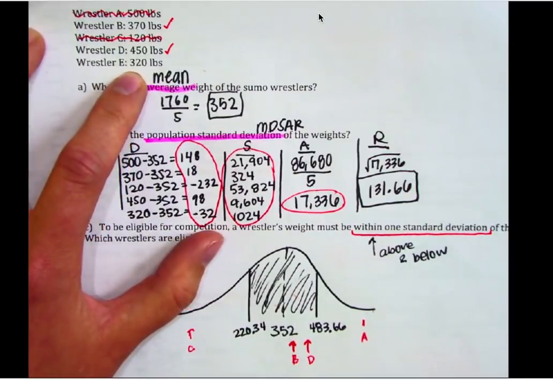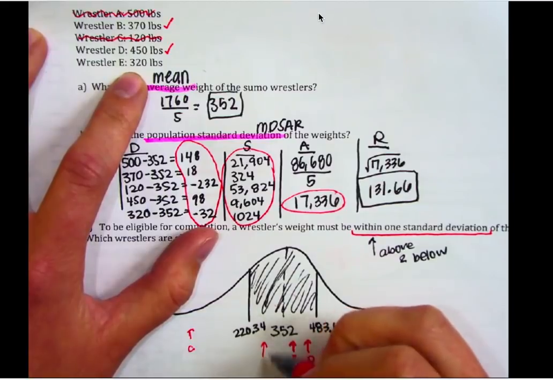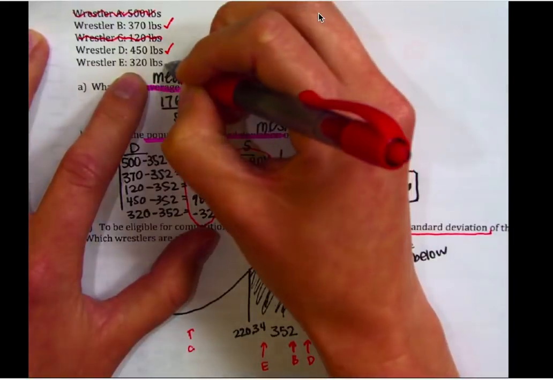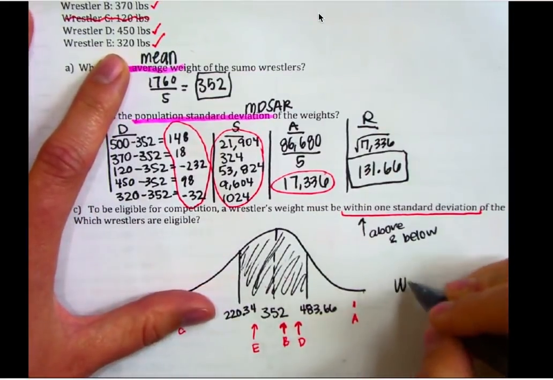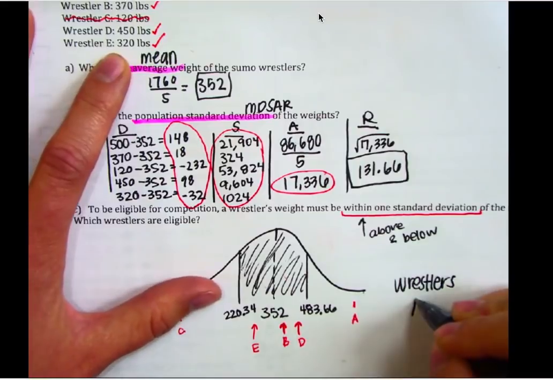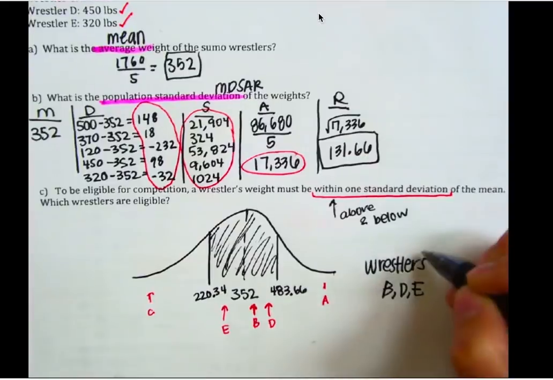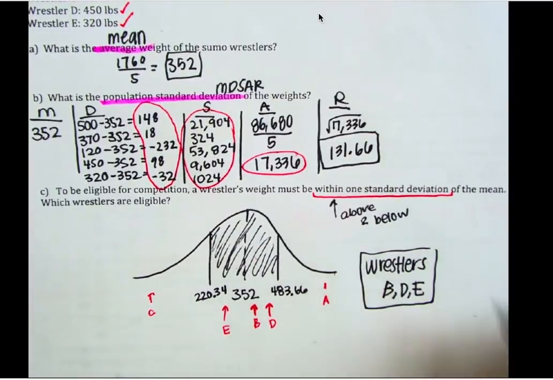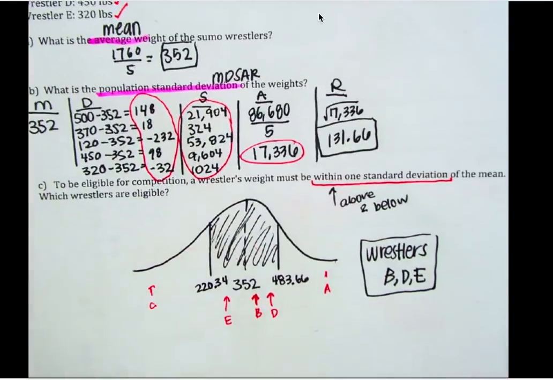And then 320 pounds is somewhere over here. So wrestler E is also going to be eligible. So we have wrestlers B, D, and E that are going to be eligible because they fall within 1 standard deviation. All right, good job.